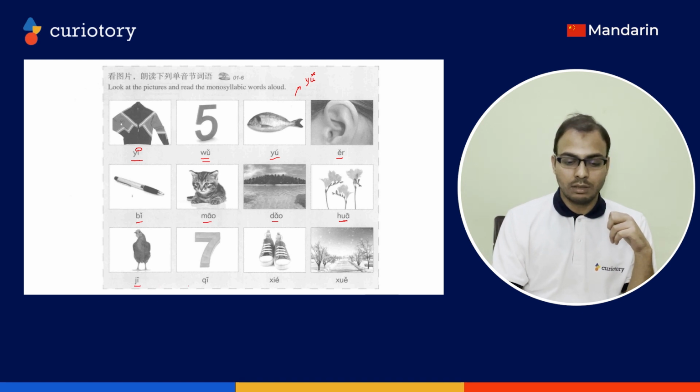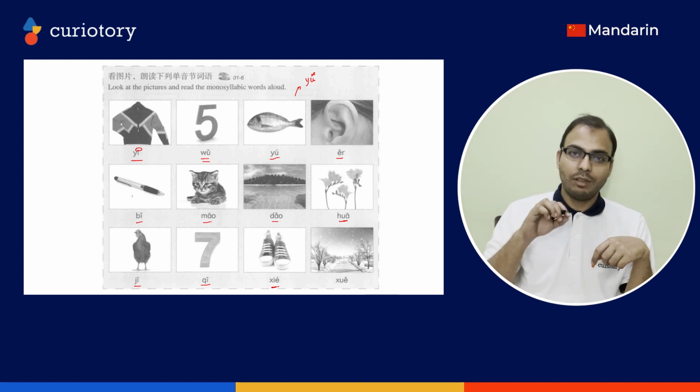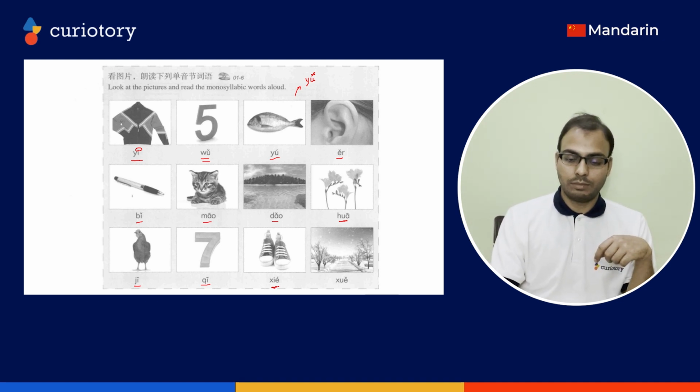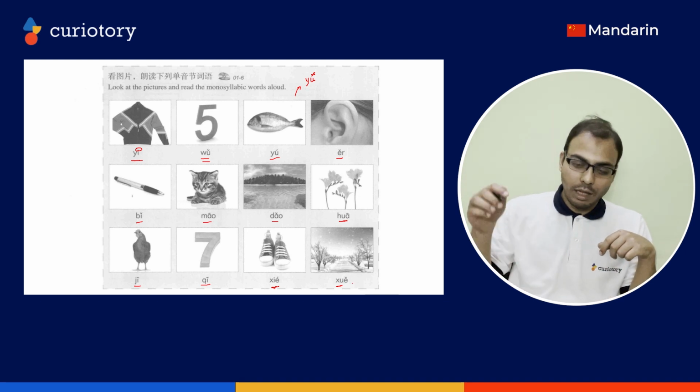Qi. Xie. What is the tone here? Second tone. You must have perceived that my voice is rising. Shui, third tone, falling then rising.